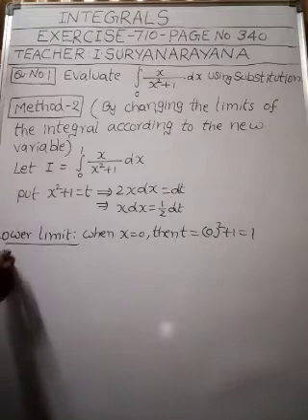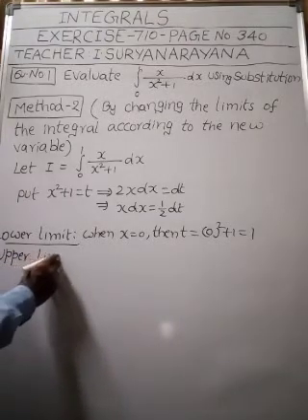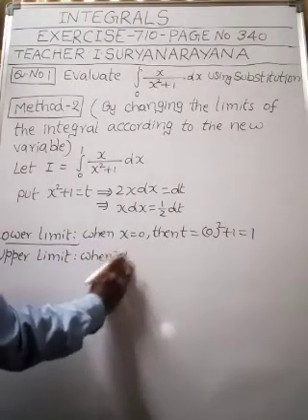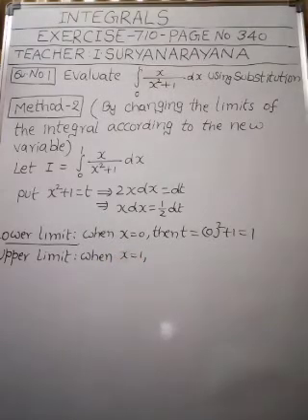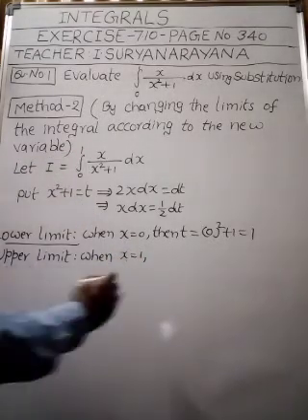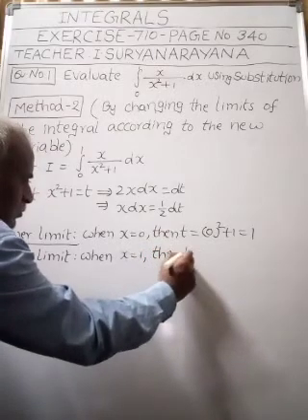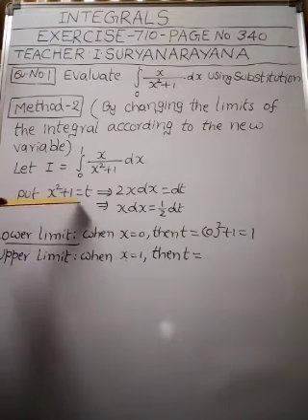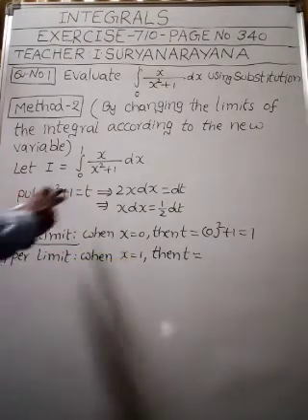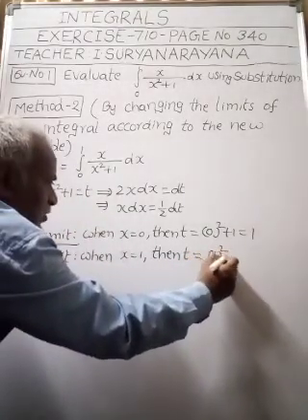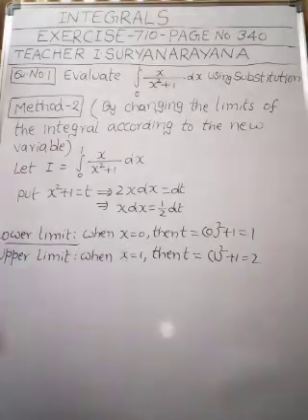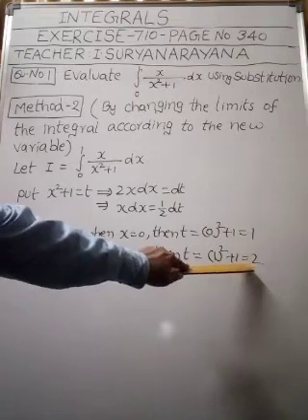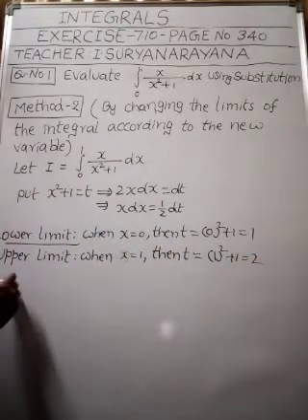Now upper limit, we are changing the upper limit also. When x is equal to 1, what is the upper limit here? 1. When x is equal to 1, then t is equal to, in this equation, whatever function we have taken as substitution, put x is equal to 1. Then t is equal to 1 square plus 1. What you get here? 2. Yes or no, my children? So now the new lower limit is 1 and the new upper limit is 2. Okay, my children, understood?